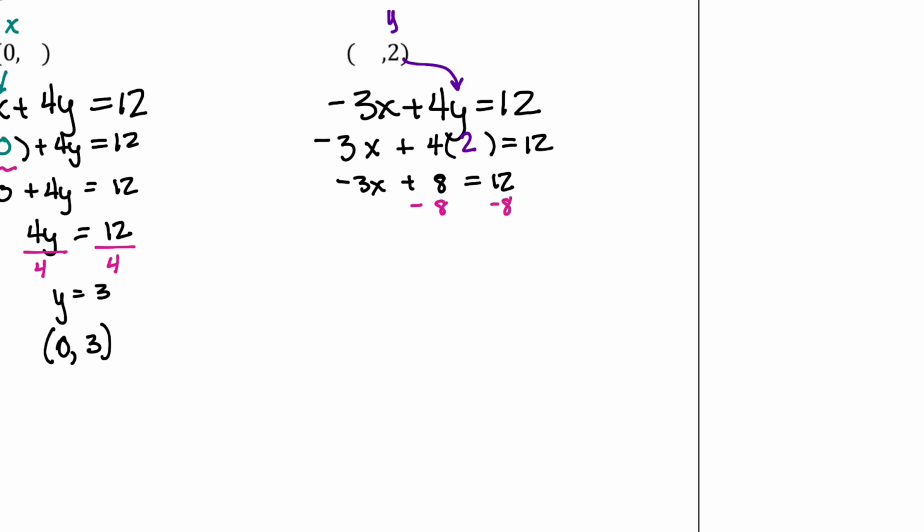-8 on both sides, and we get -3x equals 4. Divide by -3, and we get x is equal to -4/3. Finish the point, and we get -4/3, comma 2.